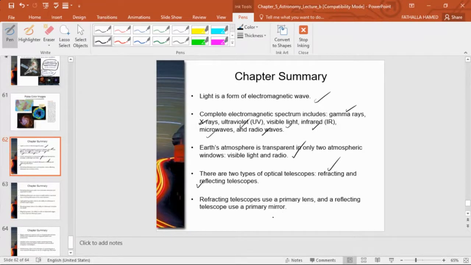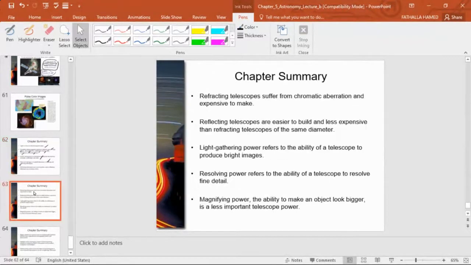So, as I told you in the last lecture, refracting telescopes suffer from chromatic aberration and are expensive to make, and reflecting telescopes are easier to build and less expensive than refracting telescopes of the same diameter. Again, I apologize if you heard in the last recording that sometimes I say that the most common telescopes are refracting telescopes. I meant reflecting telescopes.